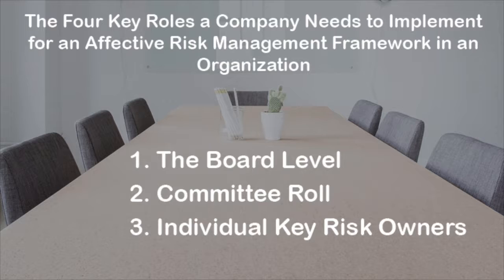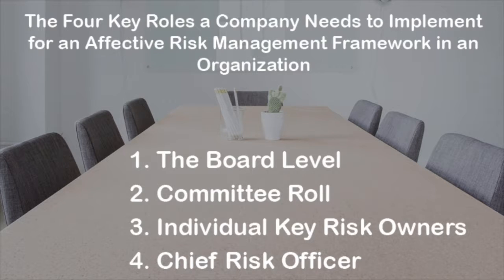That leads to the third role, and that's these individual key risk owners. Typically, a company will select anywhere from 8 to 12 key risks that they want to manage in a very disciplined approach as part of an enterprise risk management framework, and each of these risks will have an owner who's responsible for managing the risks, mitigating the risks, making sure the measurements are in place, and if there are any remediation items, making sure that they're being addressed and resolved so that the company can better manage and mitigate these risks. And the fourth role is that of a chief risk officer.